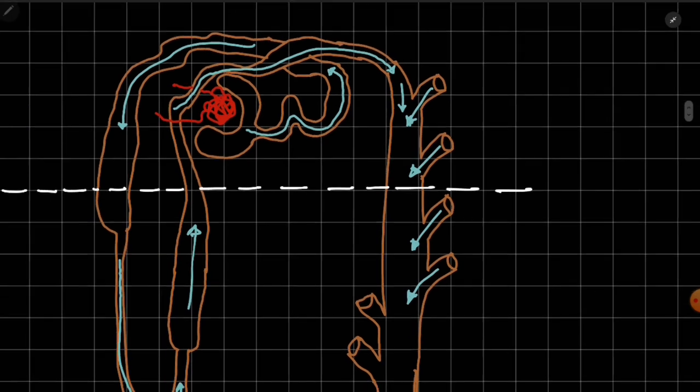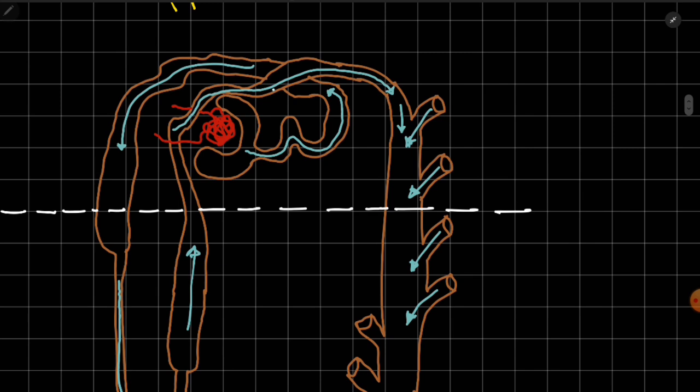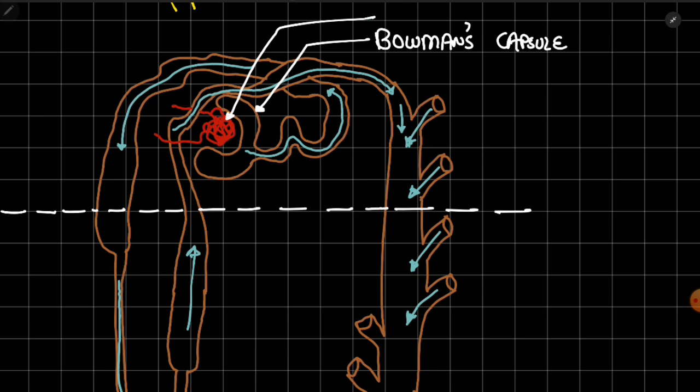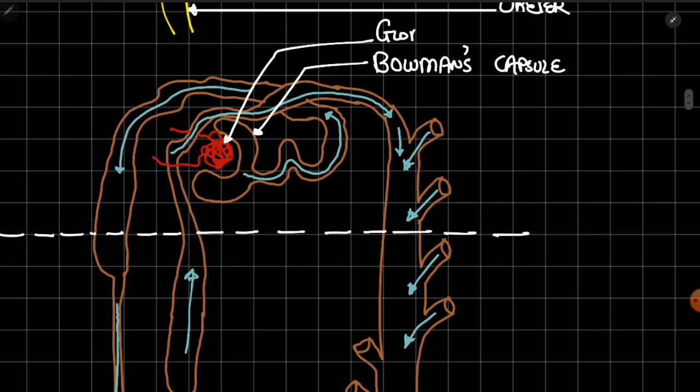Now we will label this diagram. This capsule-like structure is the Bowman's capsule, and this reddish structure, a tuft of capillaries, is the glomerulus. Let me mention, it is a tuft of capillaries.